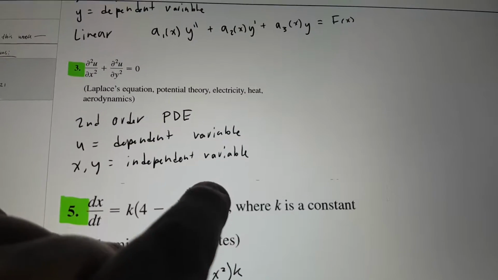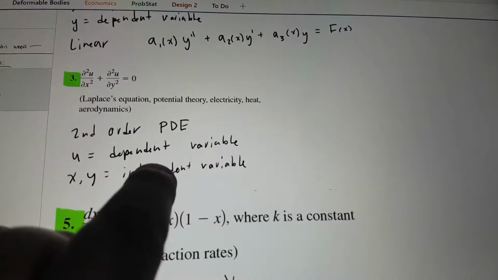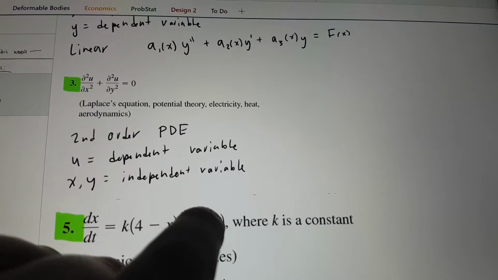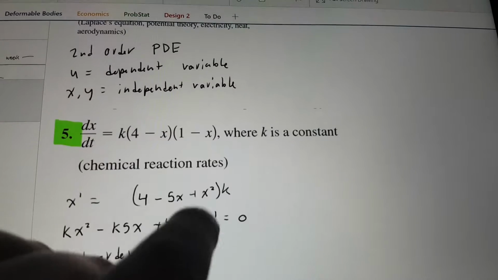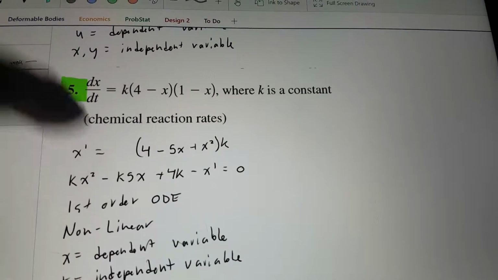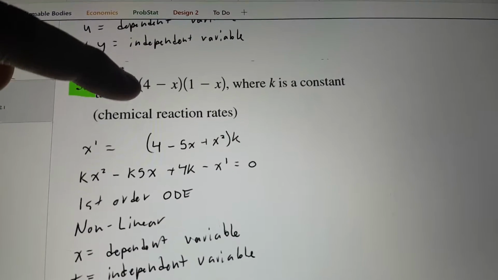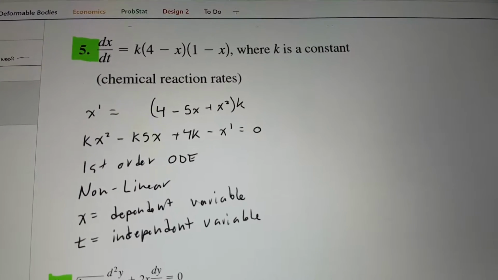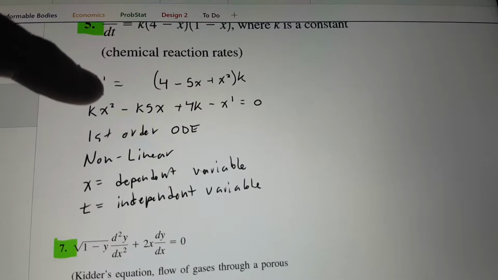Okay, this one's a partial differential equation. It's second order because it has second order terms. U in this case is the dependent variable, and x and y are independent. This one here, so when you write it out, x prime equals, you can multiply this out, you get kx squared, and you only have an x prime. It's first order because there's only one x prime.